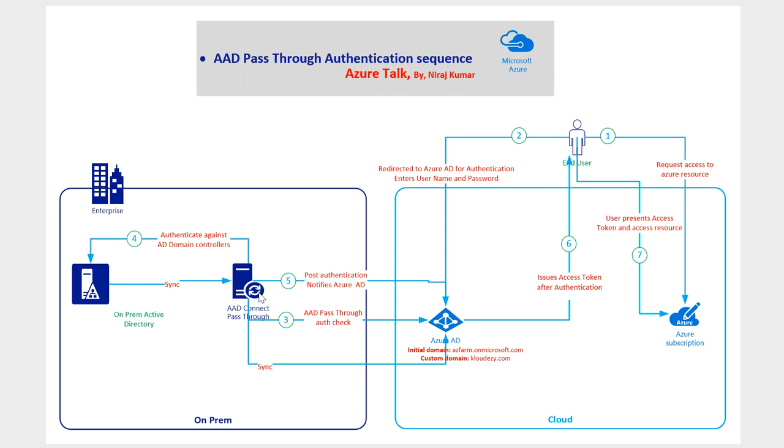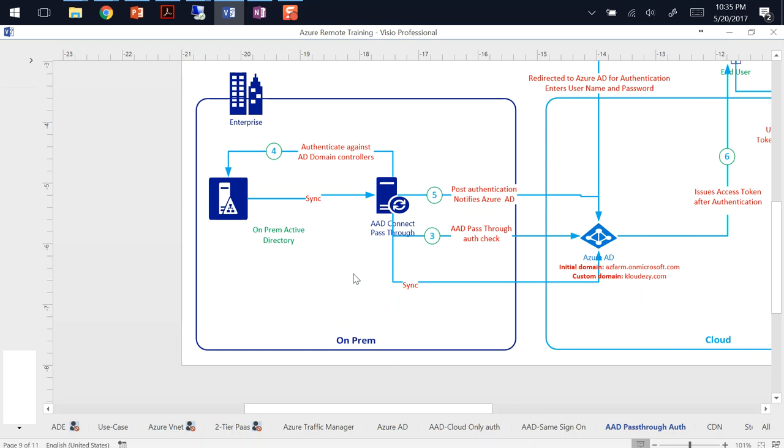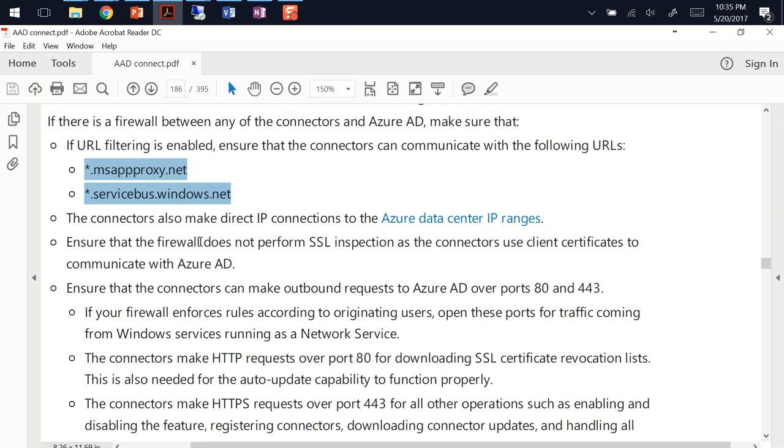So you will have to open your source, which will be the IP address of your Azure AD Connect pass-through server, and your destination would be the MS proxy and the Azure Service Bus and the Azure data center IP addresses that I just referred you to in this article. This one. So this would only be outbound.